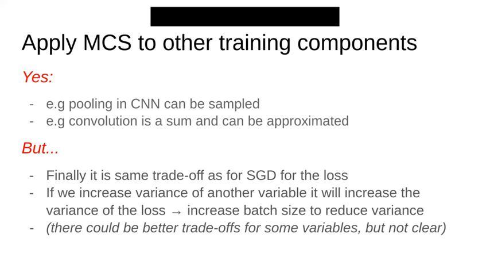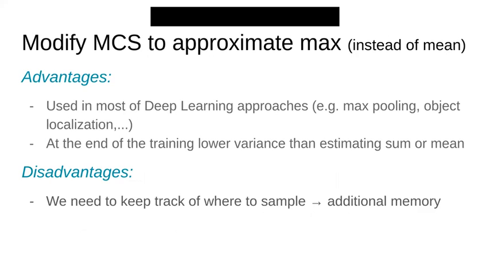So the increase of variance, if it's too much, will require a larger batch size. So the gain that we got with the sampling of some variables will be lost because we will need a larger batch size to reduce the variance again. So what else can we do? We can try to approximate something different than sums and means with Monte Carlo sampling.